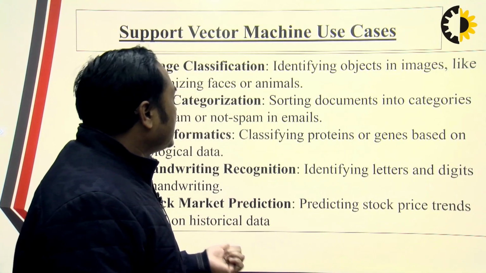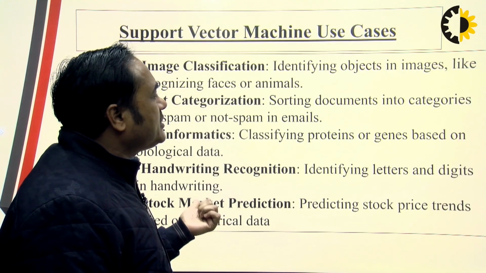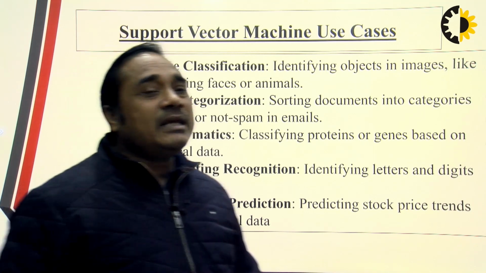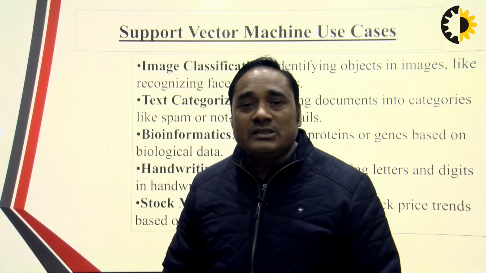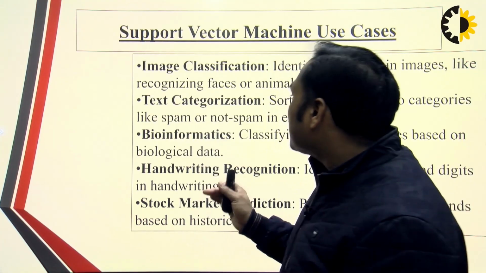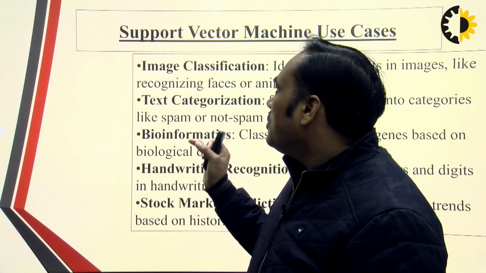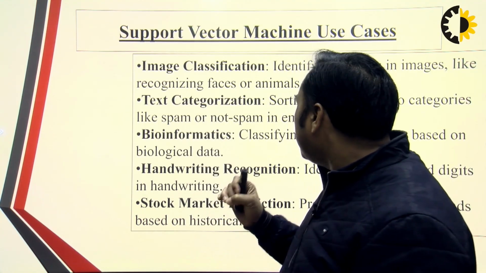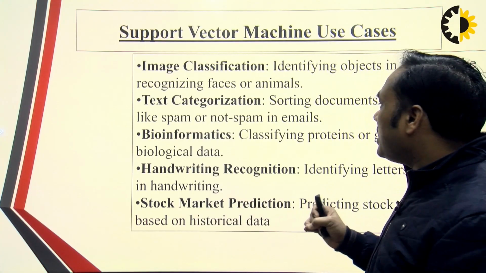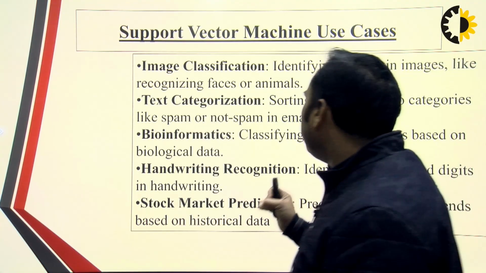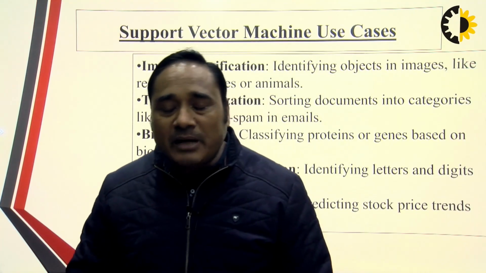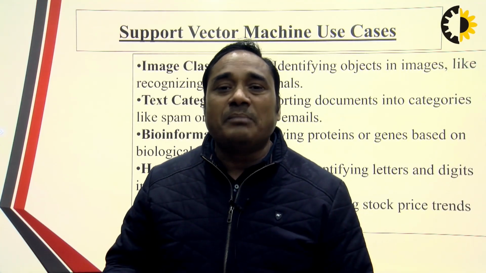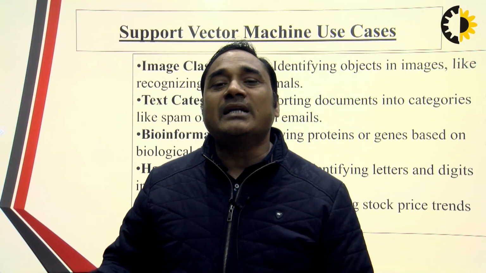Image classification, for example, identifies objects in images, like recognizing faces or animals. Sometimes the model is confused about whether the data is linear or not linear. Text categorization: here you also classify text, sorting a document into a category like spam or not spam in email. What data is spam and what data is not? Some mails are spam and some are not. On the basis of their category, they can be classified.